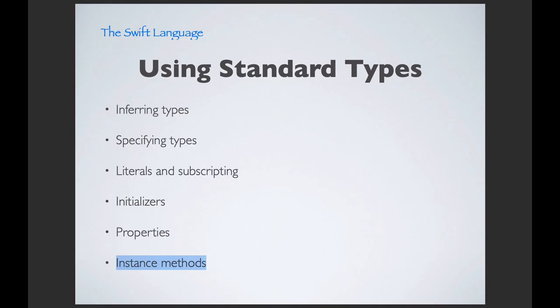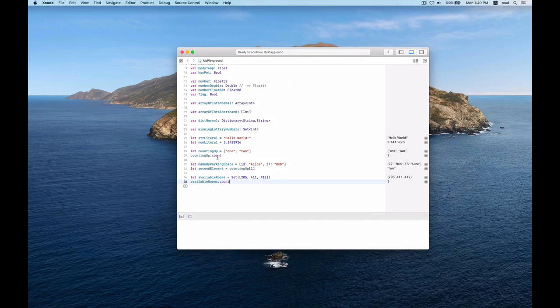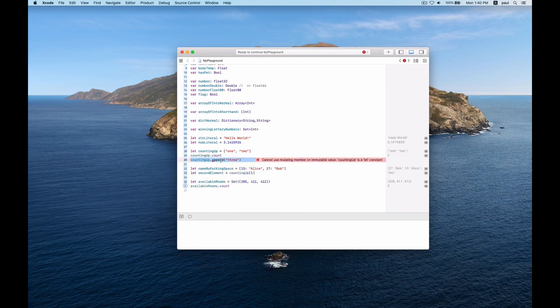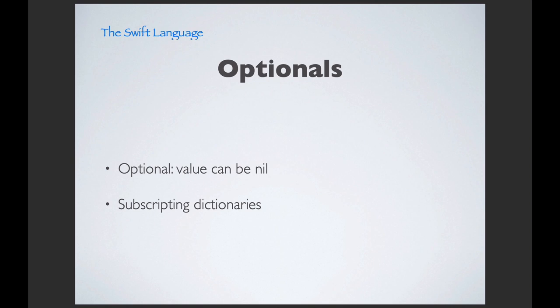Instance methods. An instance method is a function that specifies a particular type and can be called on an instance of that type. Try out the append instance method from the array. The append method accepts an element of the array's type and adds it to the end of the array.